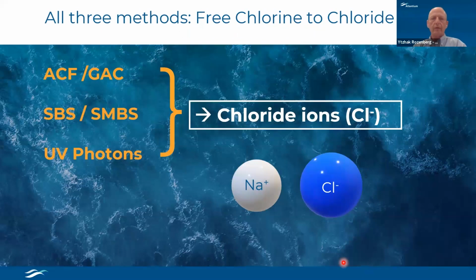Okay, continue. As we have seen, the three methods, the active carbon, the SBS, and the UV, end up with chloride ion, Cl minus. I deliberately put seawater as the background picture. Why? Because RO membranes are used for water desalination, so they deal on a constant basis with salt, meaning Na plus and Cl minus, and they are very resistant to Cl minus. So the three methods end up with the same effect. The UV dechlorination is very similar to the effect of the active carbon and SMBS, ending up with chloride ion, and that's about it.